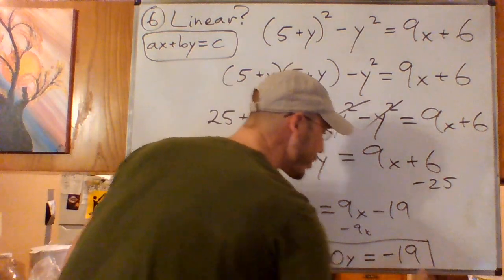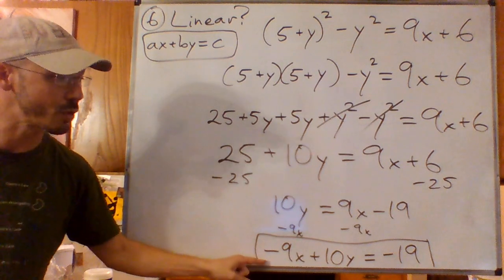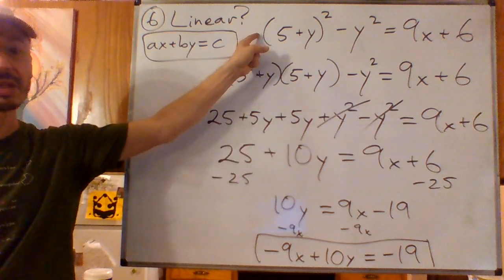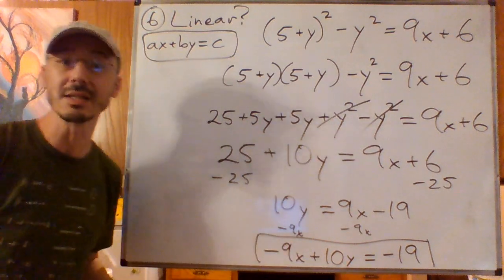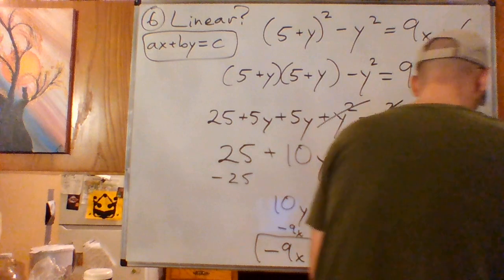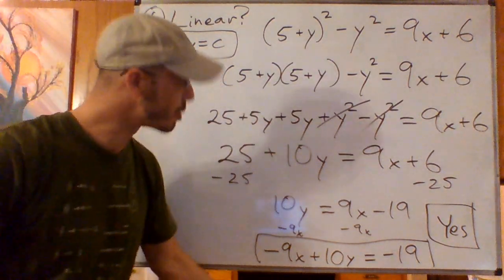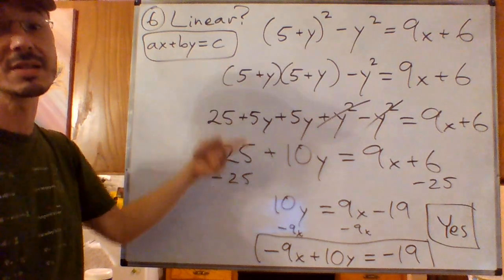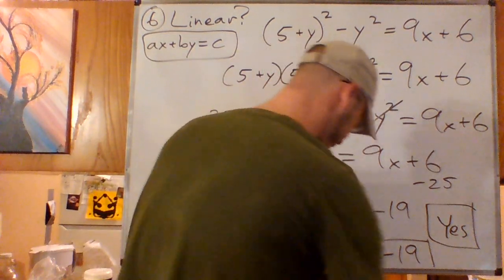That's not really the answer, but that's the standardized form of this equation. It's an ax plus by equals c. It is linear. So the answer to this problem would be yes, it's a linear equation. But I couldn't tell that from the start. I had to simplify to be able to see that it's of that form.